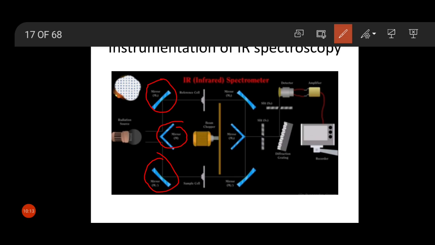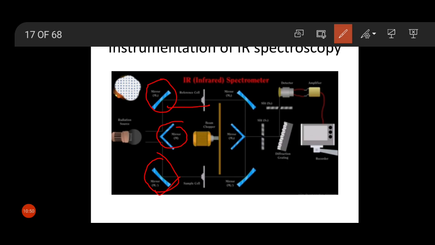Okay, now consider the mirror M1 first. M1 reflects the radiation towards the reference cell, and the radiation will pass through the reference material. Here the reference material is KBr, so the radiation will pass through it without decreasing in the intensity of IR radiation.